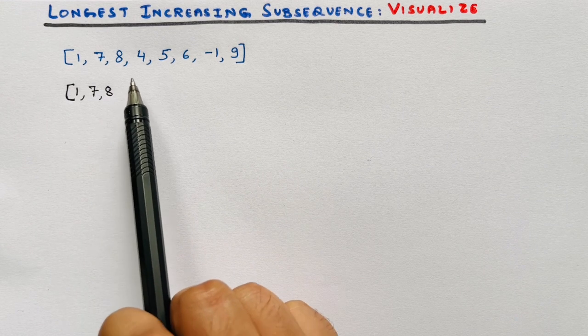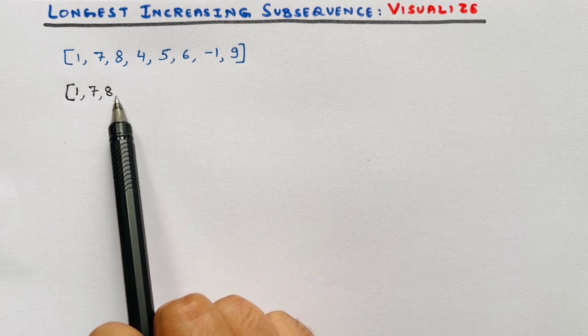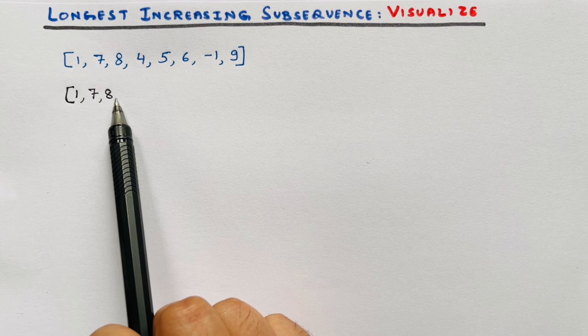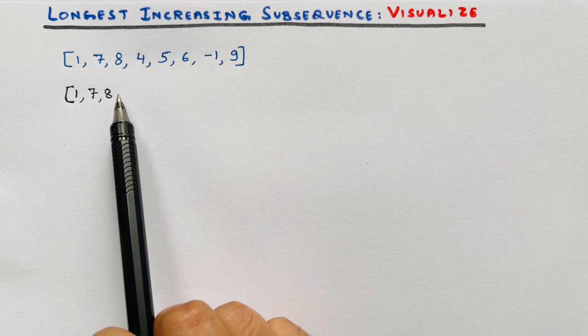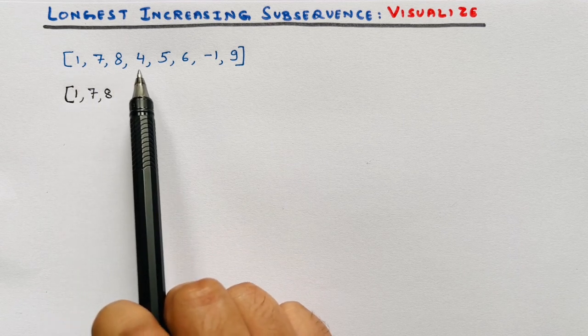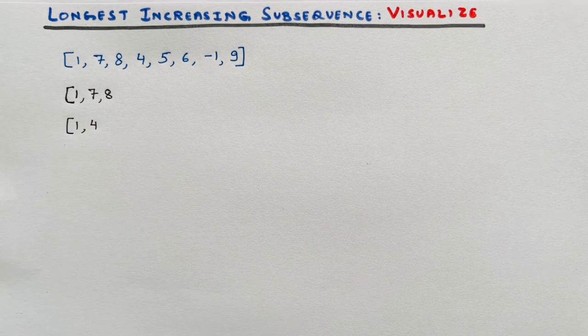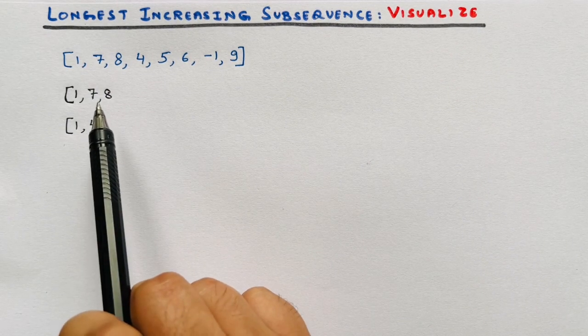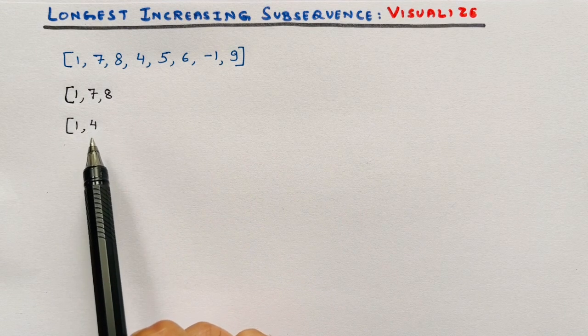But now what happens when we encounter 4? Now when we see 4, 4 cannot become part of this subsequence. Why? Because then it won't be an increasing subsequence. But 1 and 4 can be another subsequence that we can track. The length of the LIS still is 3 because of the 1, 7, 8. 1, 4 does not become LIS, but we still have to track it.